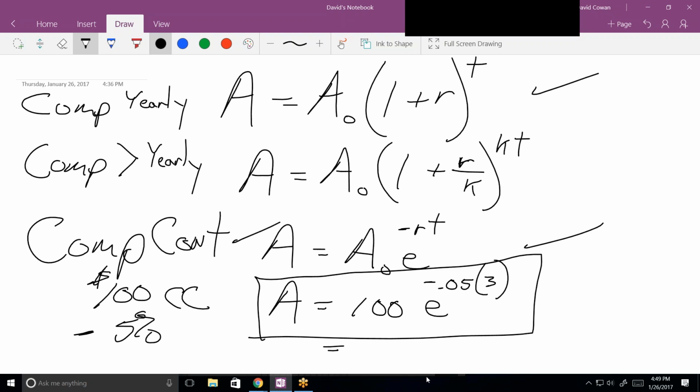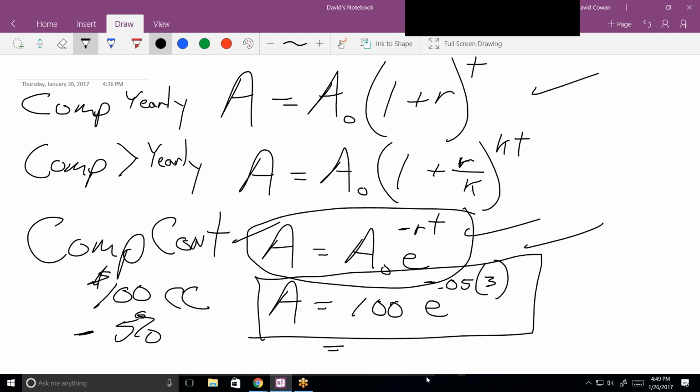Everything in nature decays continuously. So all decay problems should really be using this formula here. But with students, they don't always start you off with all three formulas. They only start you off with this top one, and yet they still want to talk about decay.